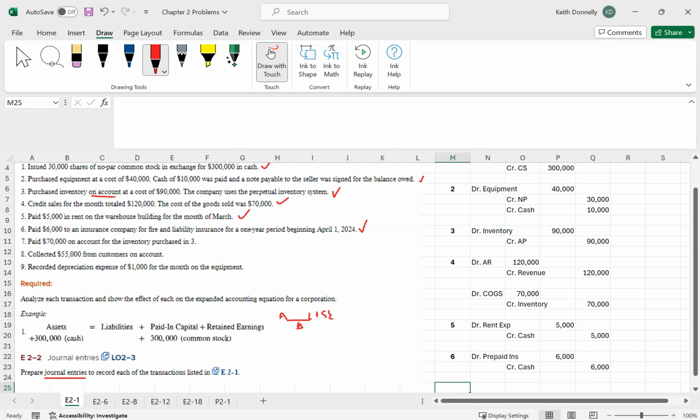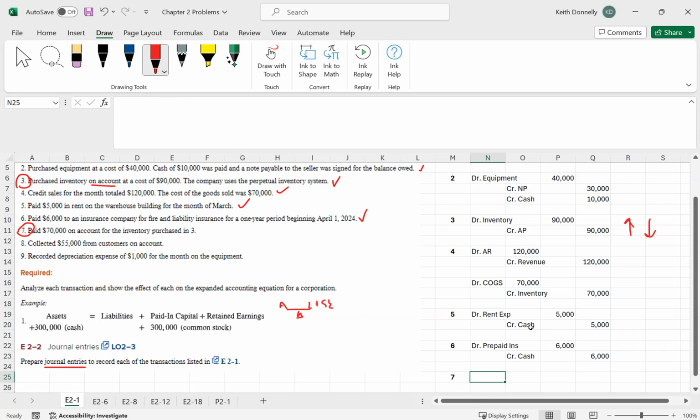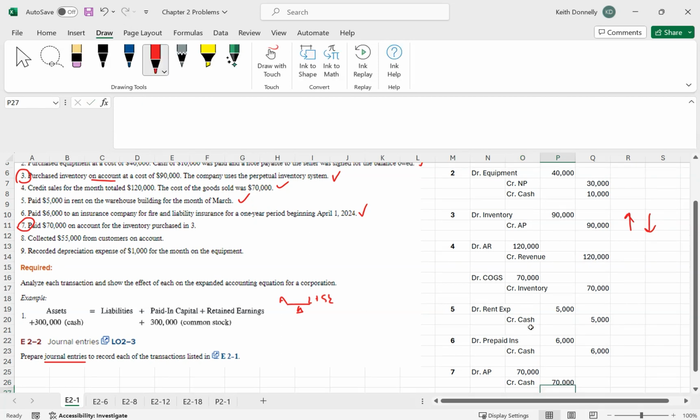All right, 7, we paid $70,000 on account for the inventory purchased in 3. So it looks like we bought the inventory on account and teed up that payable. Now in 7, we're making that payable go down. It's like you charged on your credit card, then you paid it off. We teed it up with a credit, now we take that payable down with a debit. So that's going to be $70,000, and then we're going to credit cash $70,000.